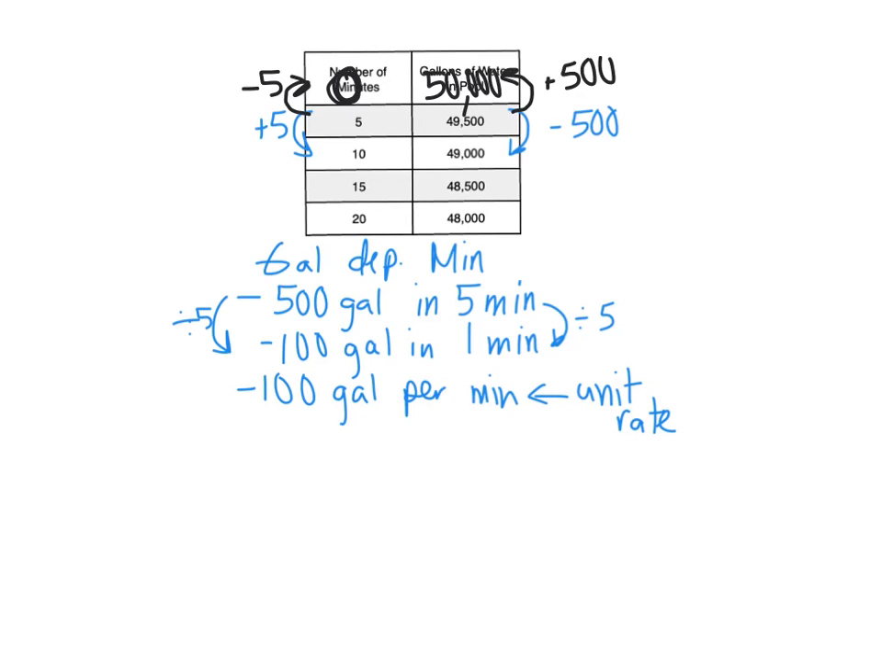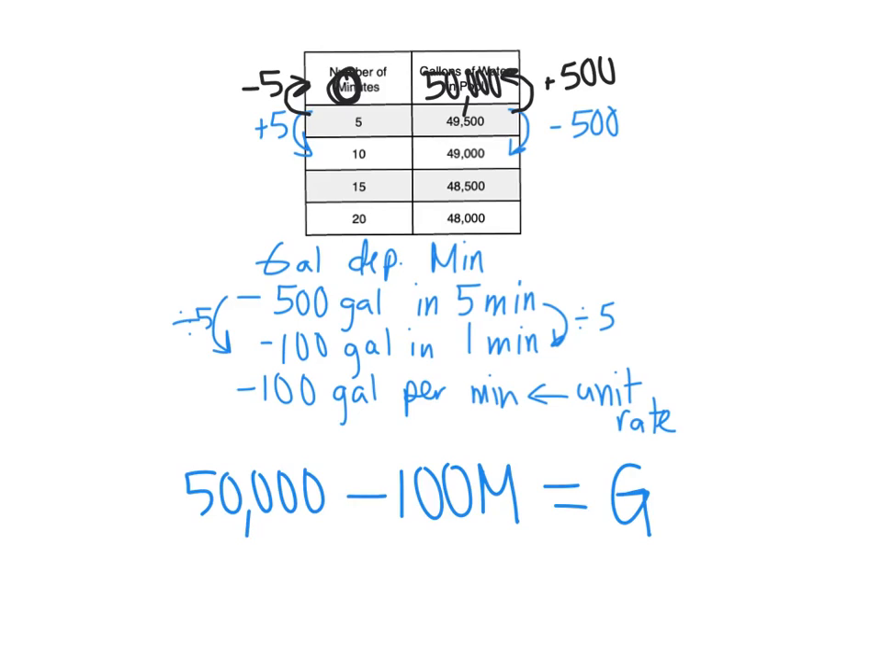So my pool started out with 50,000 gallons, and it's decreasing, or emptying, 100 gallons every minute, and that will tell me how many gallons of water are still in the pool.